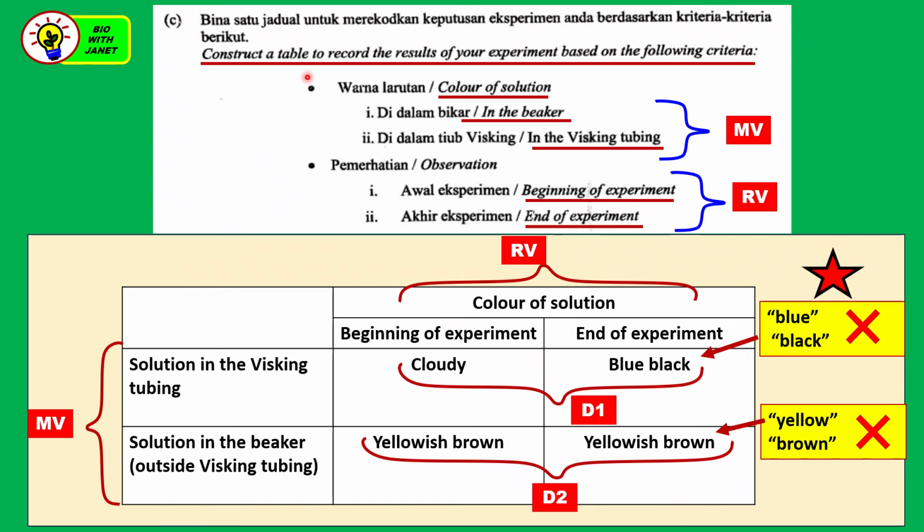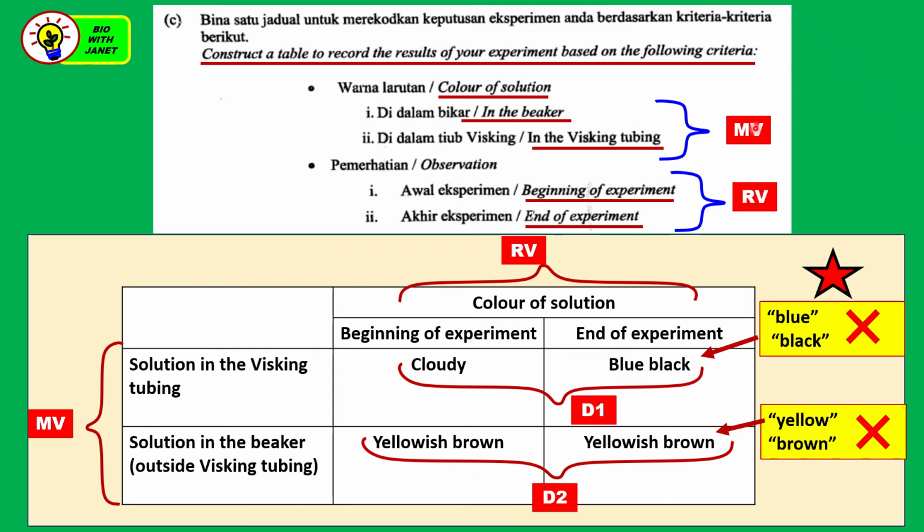Next question, construct a table to record the results of your experiment based on the following criteria. The first one is color of solution in the beaker and in the Visking tubing. Secondly, observation, that means the color of the solution at the beginning and end of the experiment. Try and draw the table yourself, but before that, analyze what you should write in the various columns. First of all, the MV is usually on the left-hand side of your table and the RV is on the right-hand side.